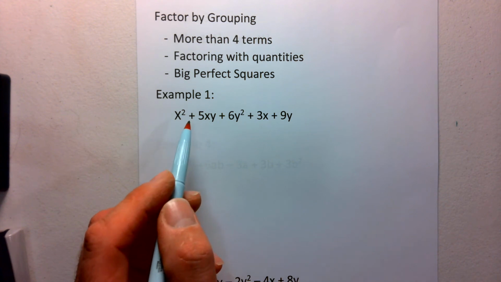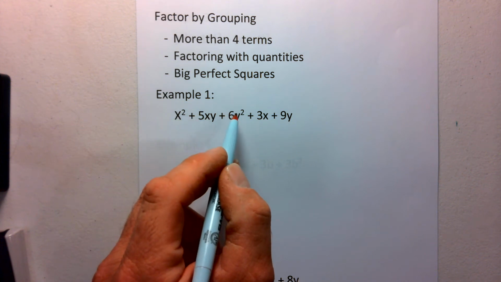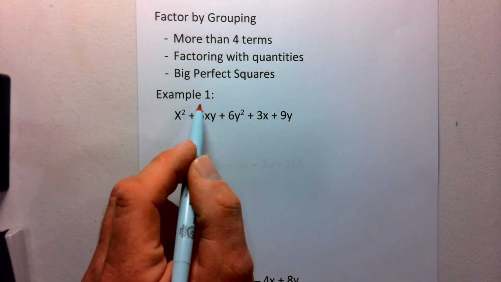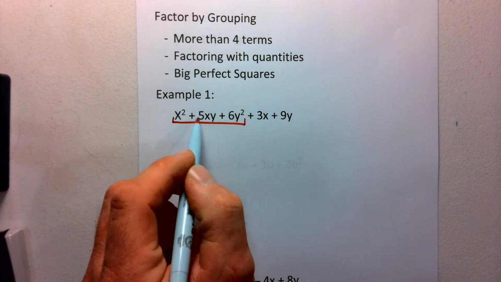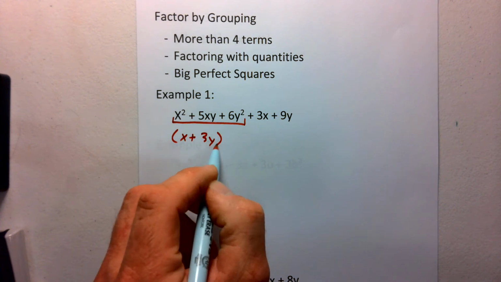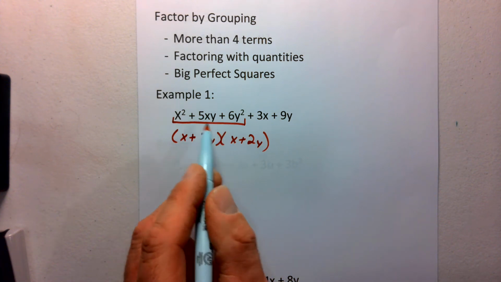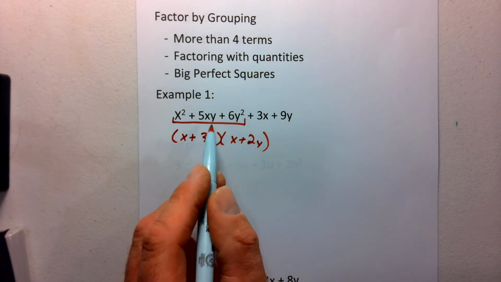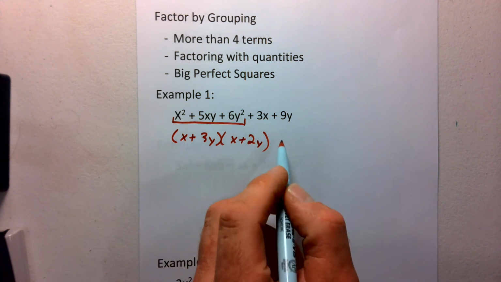So a couple of things that I like to look for as I'm doing these. One, if we look at x squared and we have a y squared in here, and we have this 5xy, if I look at these three terms together, that's factorable. I can factor that to x plus 3y and x plus 2y. Again, recall we can take x times x gives us our x squared. We have 3xy and 2xy added together gives us our 5xy. And then 3y and 2y multiplied together gives us 6y squared.